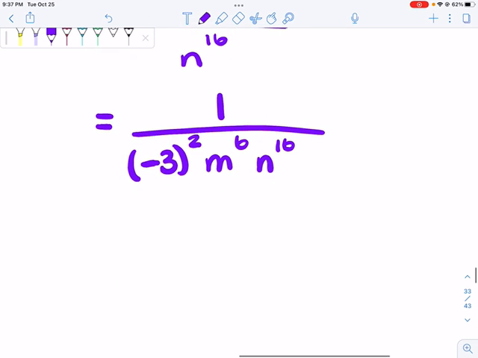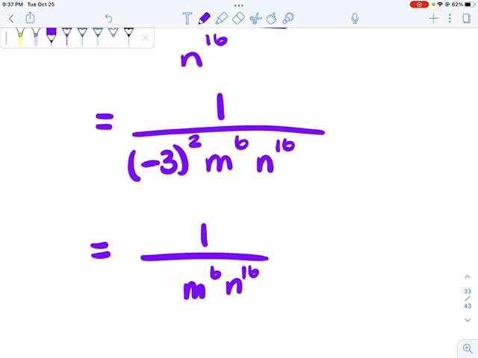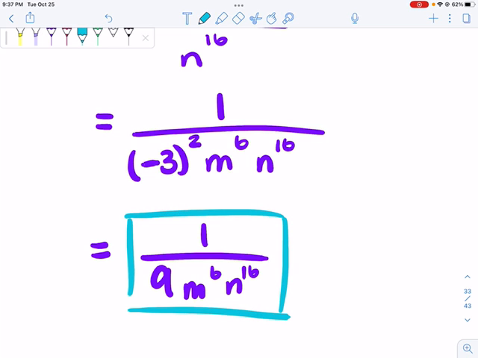Now we are so very close once again to our final answer. We just have to simplify that number, that negative 3 to the power of 2. My m to the power of 6 and my n to the power of 16 are as simplified as they can be. They don't have the same base. They can't be combined. They're all positive. Life is good. So we are going to leave those be, but we are going to evaluate negative 3 squared. Negative 3 times negative 3 is a positive 9. And at this point, we have simplified to its full extent.